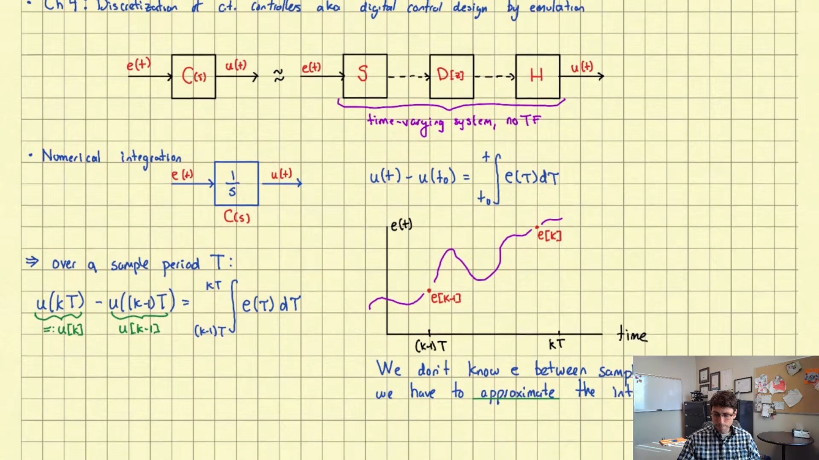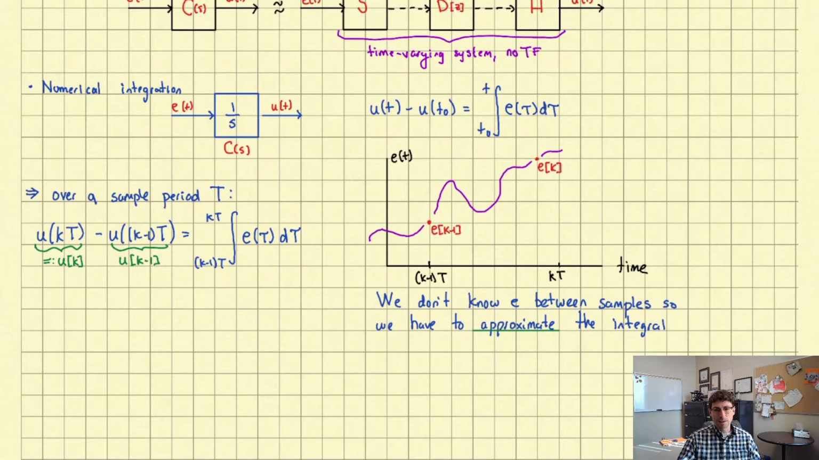If we could get that integral exactly, then we could implement the continuous time controller exactly. The rule would be that my current control value is equal to the previous control value plus this integral. However, as illustrated in the figure on the right, we don't know the tracking error between samples. So we need to approximate that integral. We know E at the previous sample step, we know E at the current time step, but whatever's happening in the middle, we just don't know. So we need to make an approximation, and that's what we're going to do today.